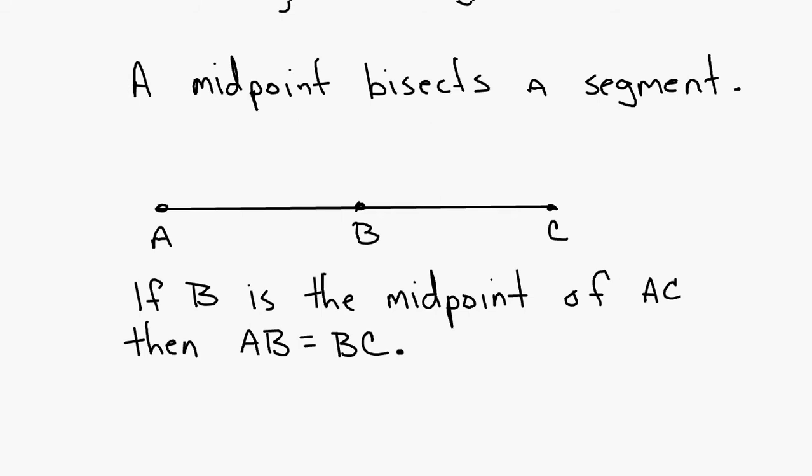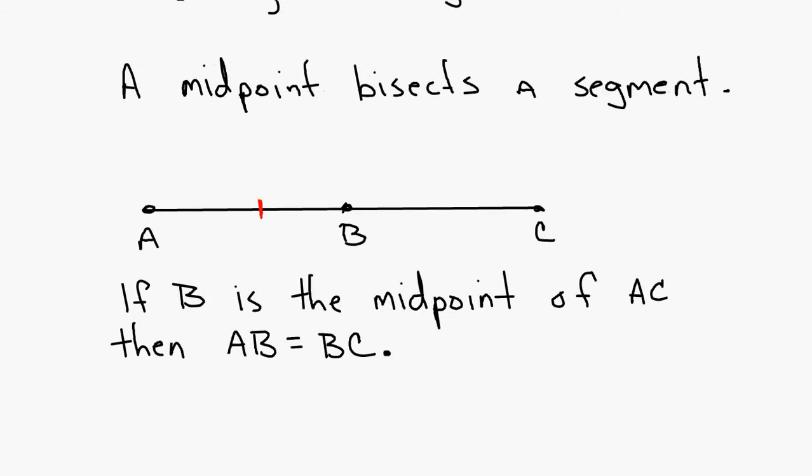Okay, look. If B is the midpoint of AC, then AB is equal to BC. All right? Midpoint means middle. So in geometry, these little red marks are called tick marks. What those tick marks mean: if segment AB has one tick mark on it and segment BC has one tick mark on it, it means those segments are equal in length. It means what this says. It means that AB is equal to BC.